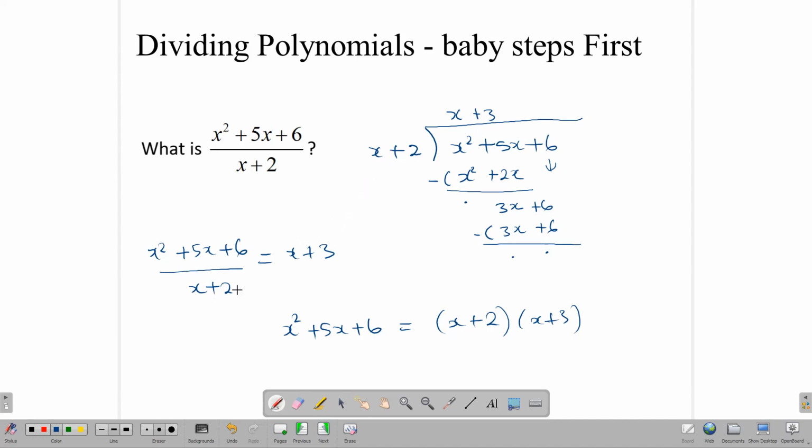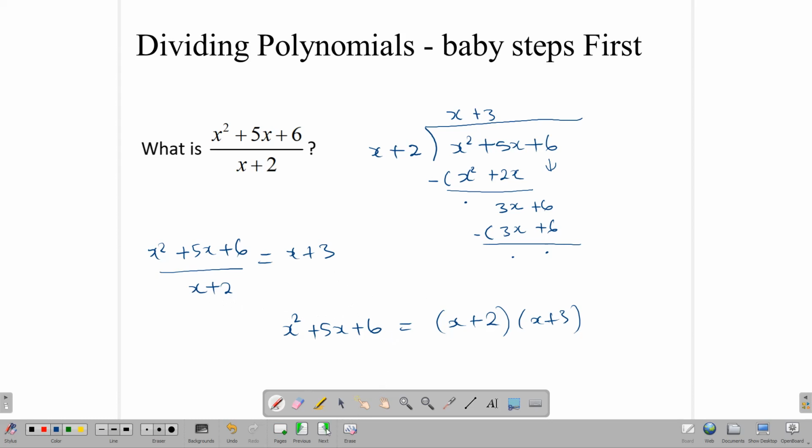And of course, there are easier ways to factorize this, but when the degree here gets a bit higher, it's not so easy to factorize. And so sometimes we want to find a way to get out a factor first, so we can reduce our expression to quadratic form, and then we can apply that other form of factorization. So here, we have x squared plus 5x plus 6 divided by x plus 2 gives us x plus 3.